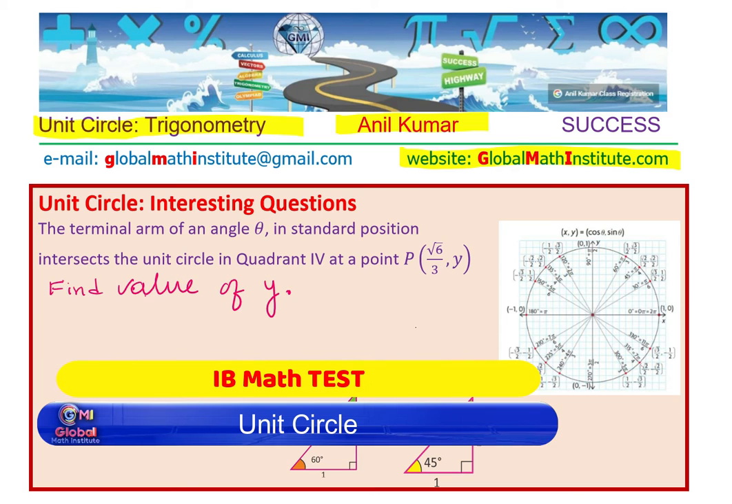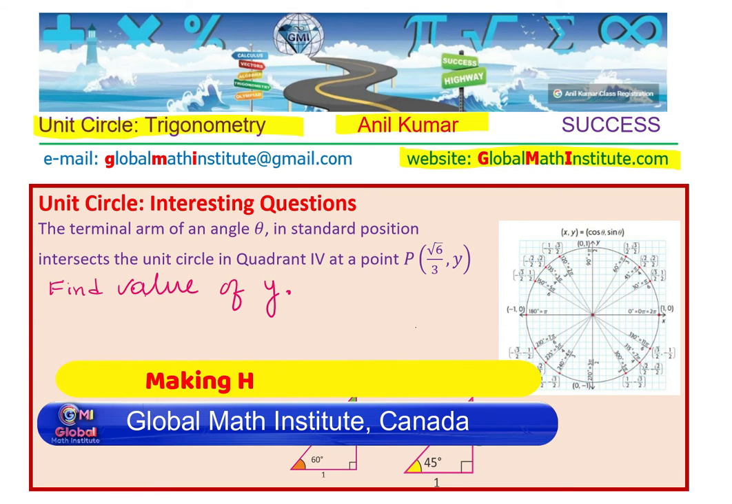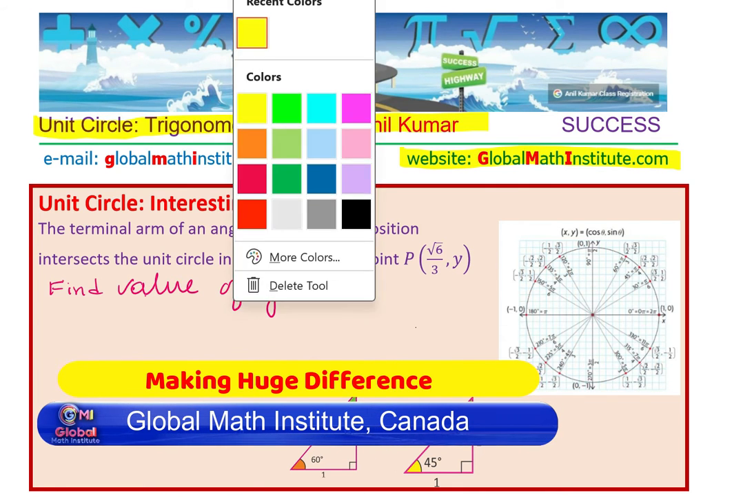Interesting, right? So this kind of a point is not really given on the unit circle, right? You need to find it. There are infinite points on a unit circle, as you know. So let's see, how do we solve such a question?